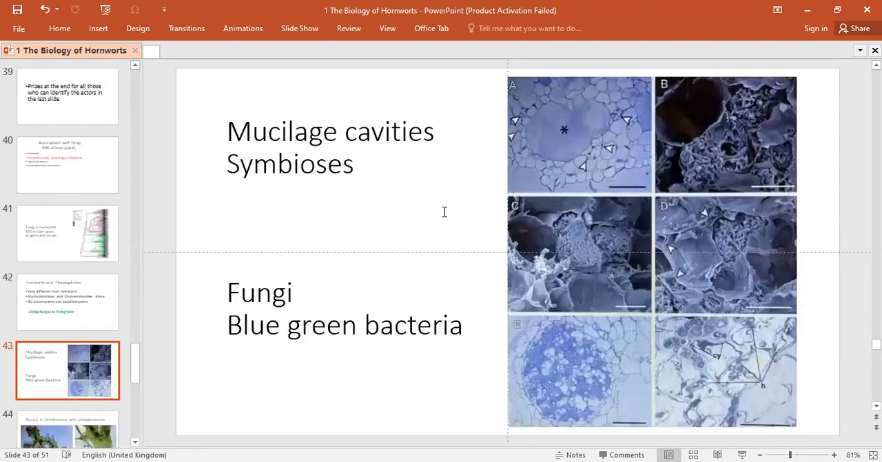And this is what happens when you have a look at a section through a hornwort. These are sections through a hornwort thallus. The hornwort thalli, many have huge mucilage cavities. This is a huge mucilage cavity, which helps to keep the plant hydrated. In the cells surrounding the mucilage cavity, there are fungi, and these are fungal hyphae inside the cells in the hornwort thallus. The hornwort, though, is very special.